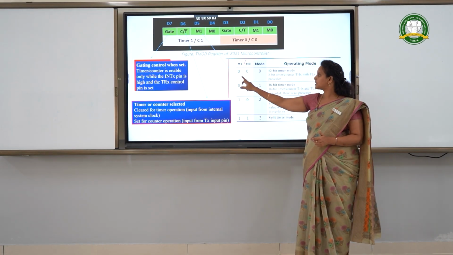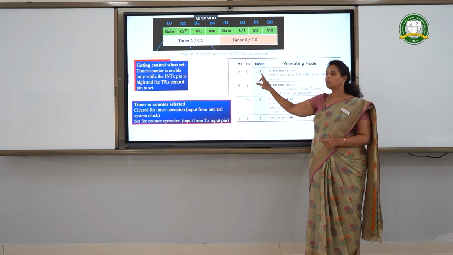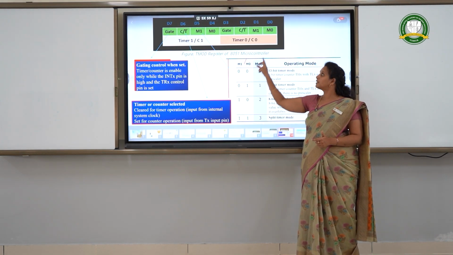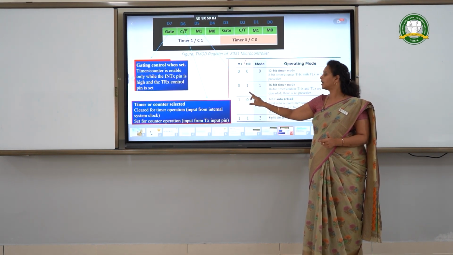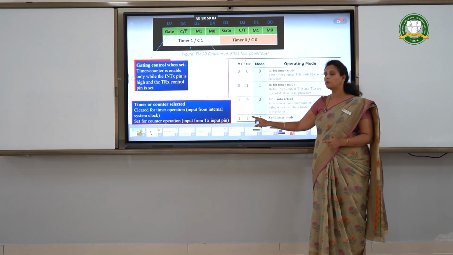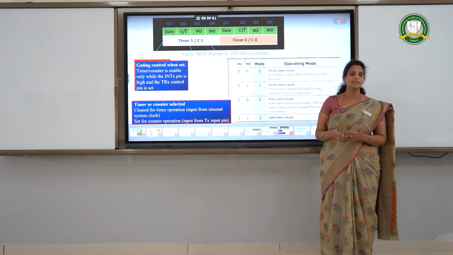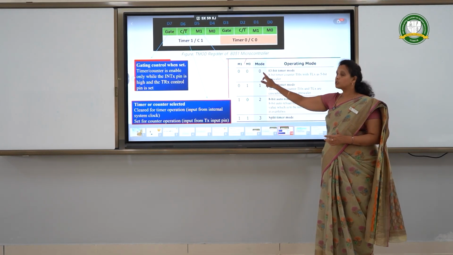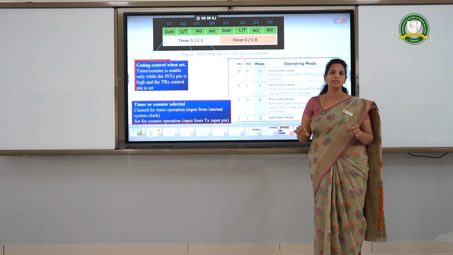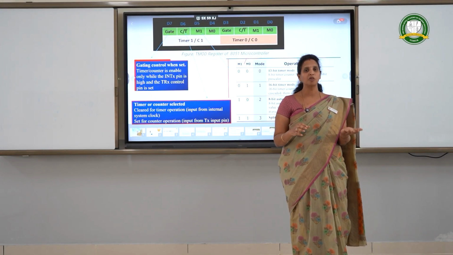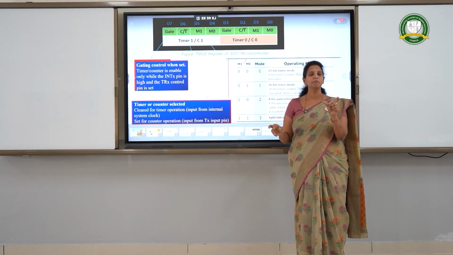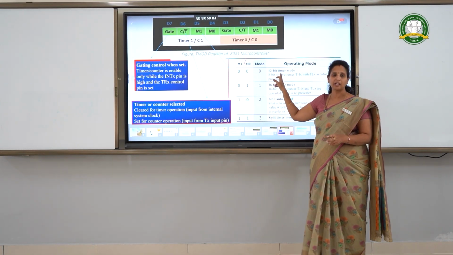If both the bits are 0, 0, the timer is said to be working in mode 0. If the bit values are 0 and 1, the timer is said to be in mode 1. Similarly, if the value is 1 and 0, it is said to be mode 2, and 1, 1 is said to be mode 3. What are these different modes? Mode 0 is also called the 13-bit timer mode. As we know, there are 16 bits in the timer register, either in timer 0 or in timer 1. Whenever it is working in mode 0, only 13 bits out of those 16 bits will be working.